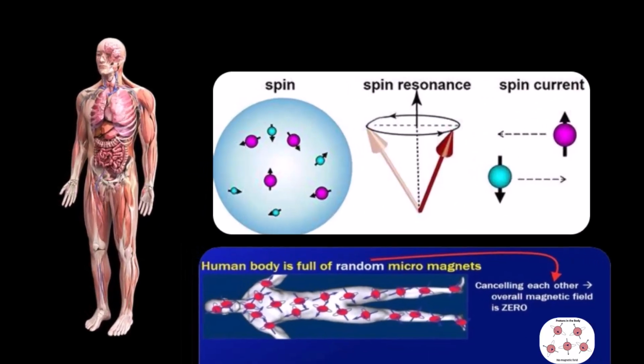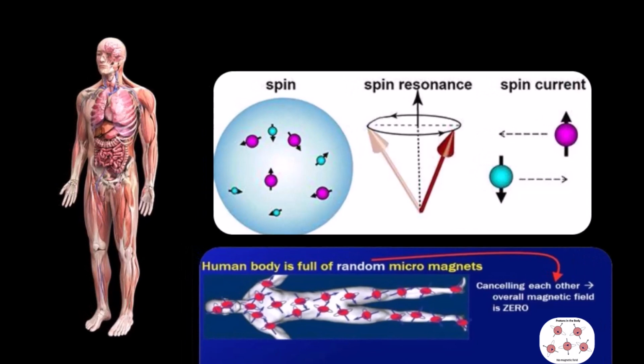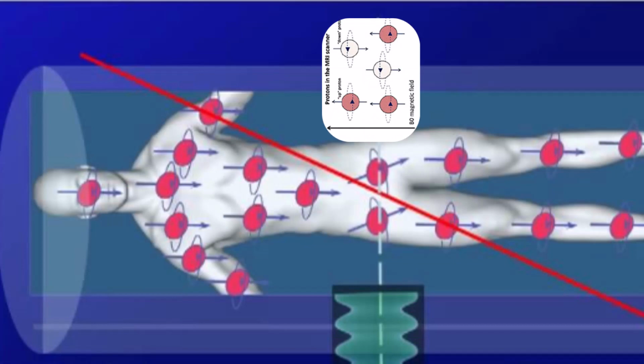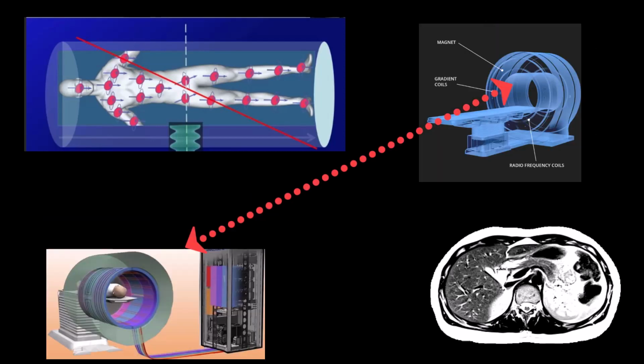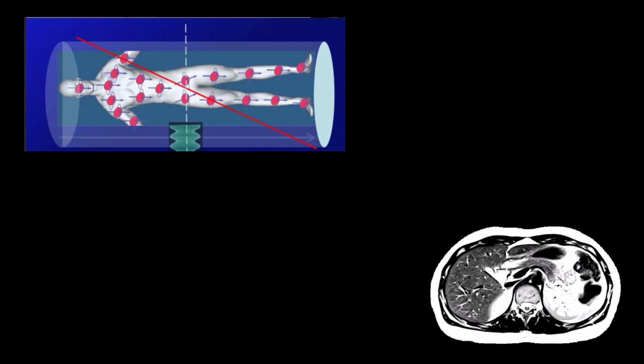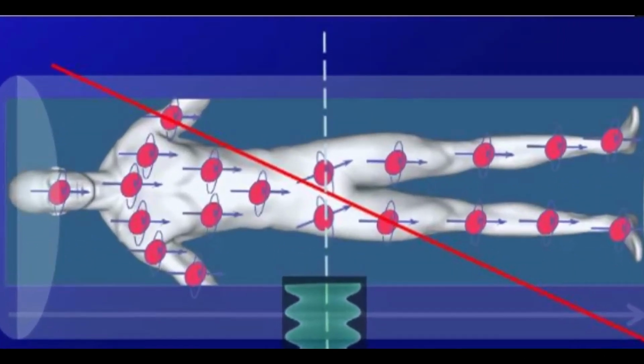The human body is full of random micromagnets. They cancel each other out as they are both positive and negative. If a strong external magnetic field is applied to the human body, it aligns the protons north to south. The aligned protons are all the same strength. So how do we figure out where we're looking in the body? How do we get a slice or a cut? We turn on and off the gradients to superimpose a second magnetic field from the gradients over the main static field.